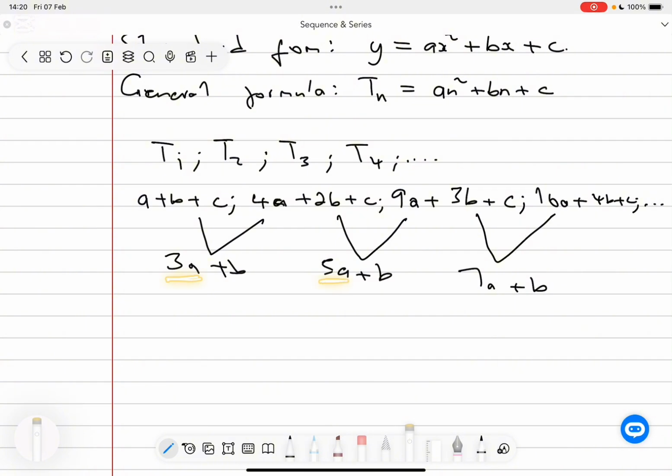There's 3a, 5a, 7a, and we can see that the pattern will always be a number times a plus b. There'll always be a number times a plus b, when you go to other terms that you're looking for in the first difference of the sequence.